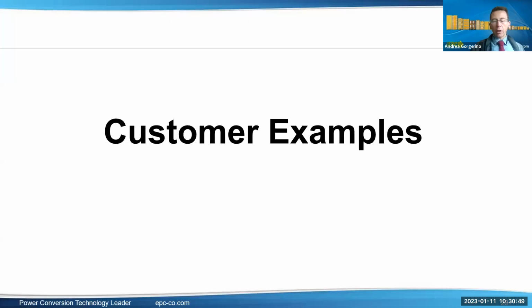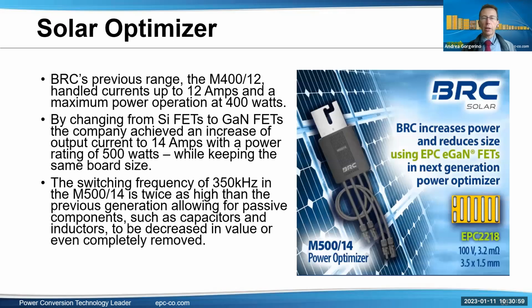Finally, I'd like to share 2 customer examples that these customers have allowed us to share with a broader audience. I think they're very interesting examples of how to use GaN in solar applications. The first one is a solar optimizer by BRC. BRC had a previous design called the M412, which was basically a 12 amp optimizer rated at 400 watts.